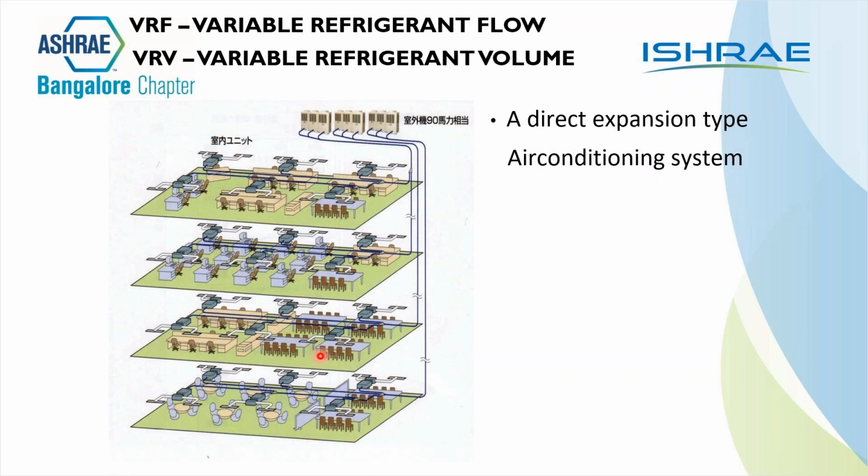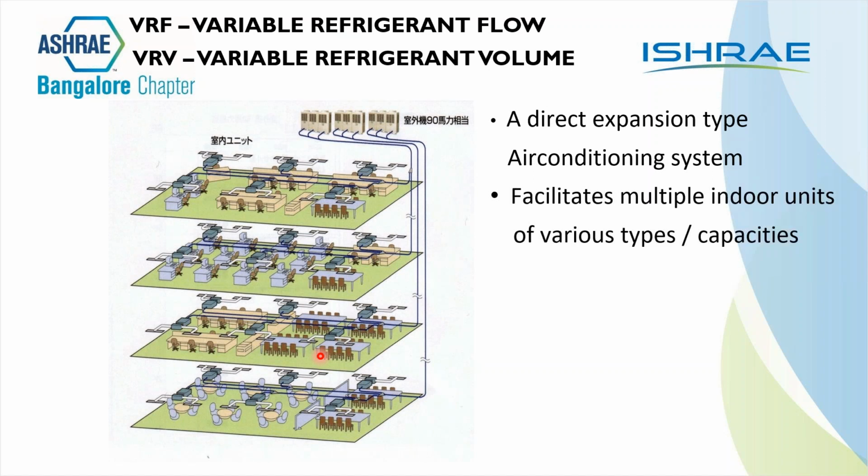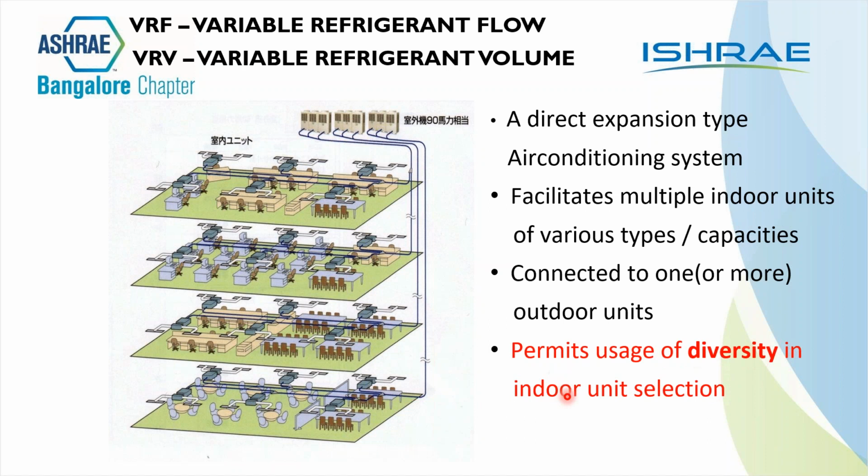Right. So what is the VRF system? It is a direct expansion type of air conditioning system. It facilitates multiple indoor units of various types and capacities. So there is no restriction. You can have a cassette, or you can have a high wall, or you can have a ductable unit, or a one-way cassette, in combination with the various condensing units. Then connected to one or more outdoor units, you can connect more outdoor units. However, the number of outdoor units has a limitation, which varies from manufacturer to manufacturer. Then it permits usage of diversity in indoor unit selection.